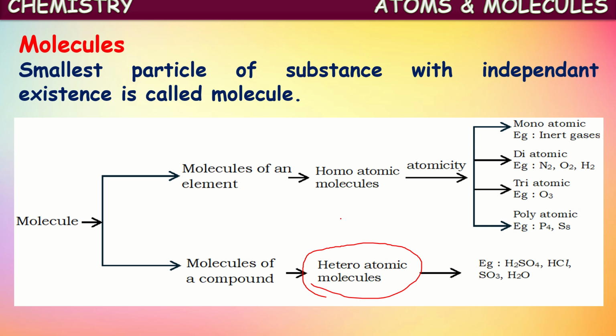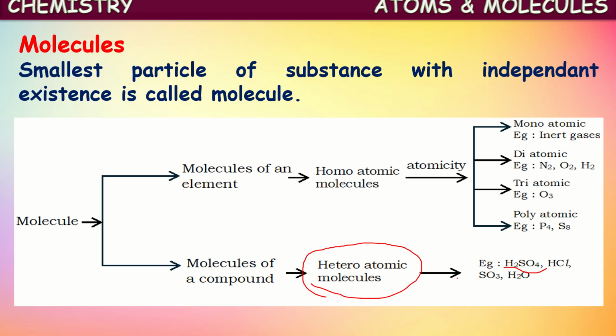Example, HCl, H2SO4. In this H2SO4, two atoms of hydrogen, one atom of sulfur, and four atoms of oxygen combine together and give rise to a molecule of sulfuric acid. So this is a heteroatomic molecule. HCl: one atom of hydrogen, one atom of chlorine, gives rise to an HCl molecule. One atom of sulfur and three atoms of oxygen give rise to a sulfur trioxide molecule. Two atoms of hydrogen and one atom of oxygen give rise to a hydrogen monoxide molecule, nothing but a water molecule.